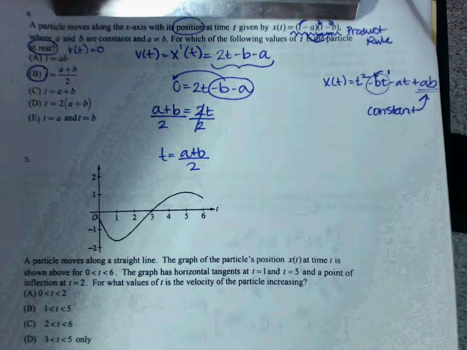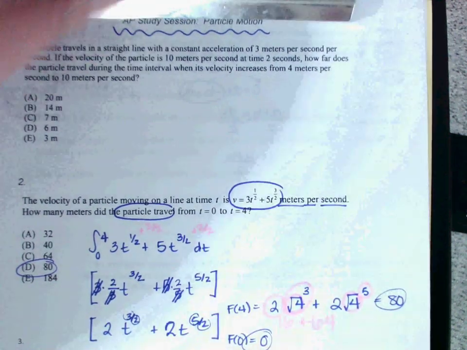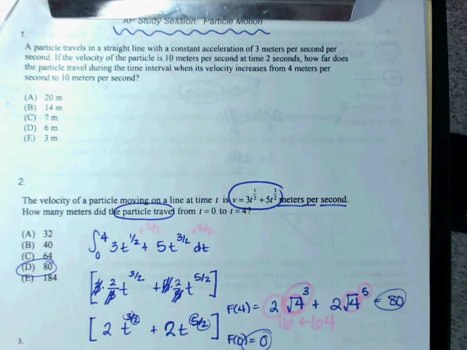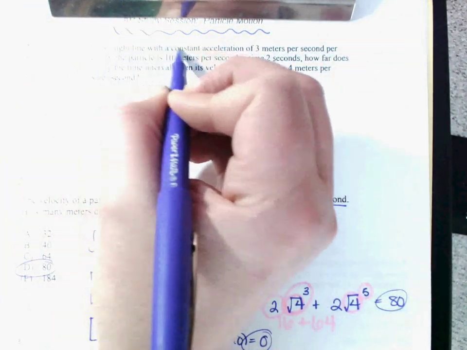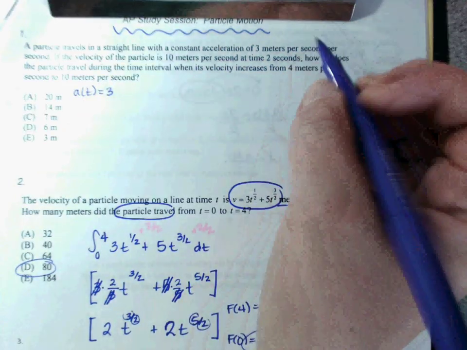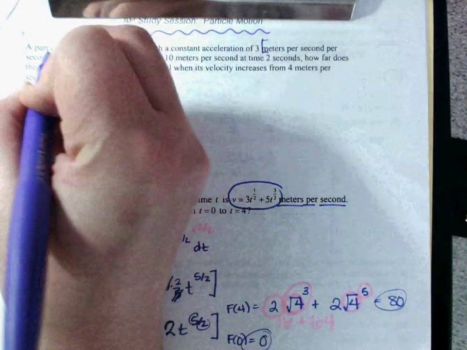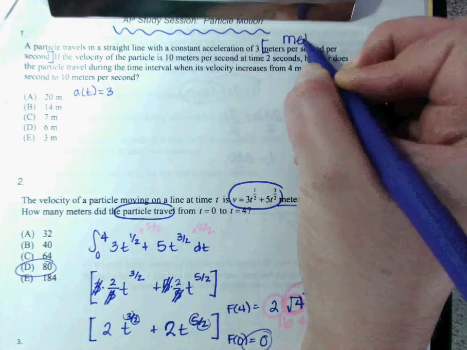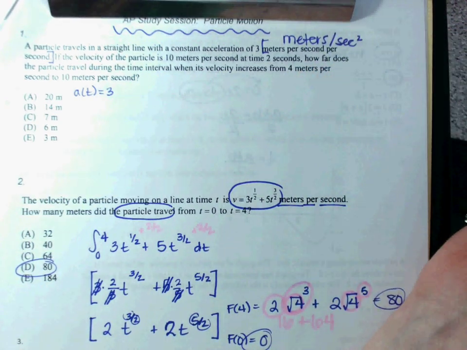Okay, so let's go back to number 1. So I put number 1 at the front of the packet because it didn't really look that hard. But then once I actually read through it, it actually has quite a bit going on. So the first thing that I want to look at is that it says particle travels in a straight line with a constant acceleration of 3. Acceleration is 3. That's what they give us right there. Then it says meters per second per second. Meters per second per second is the same as meters per second squared. Okay, so don't overthink that part of it.